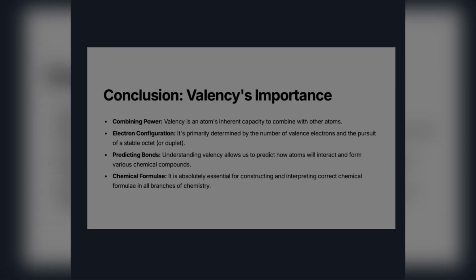So it concludes: valency is a key concept in chemistry because it helps us to understand how and why atoms combine to form molecules and compounds. It allows us to predict chemical formulas, understand bonding, and explain the stability of an atom. Without valency, we would not be able to write correct chemical formulas or understand reactions. So it's truly the foundation of chemical bonding and essential for learning further topics in chemistry.